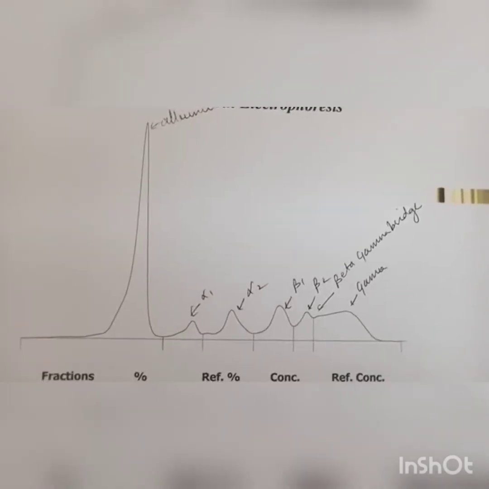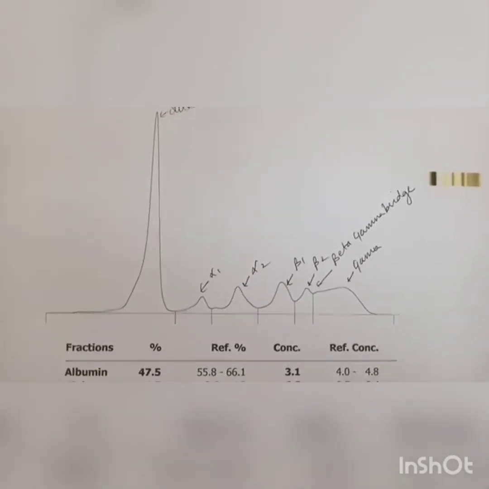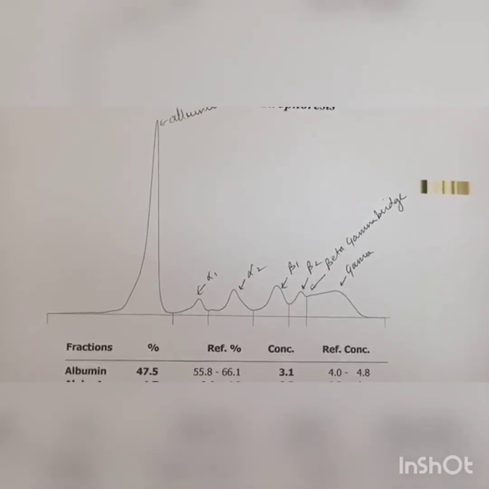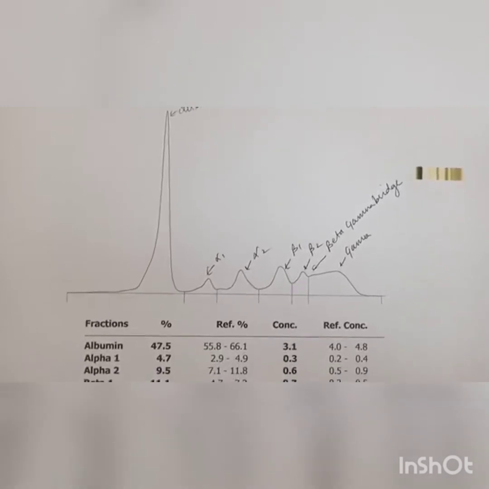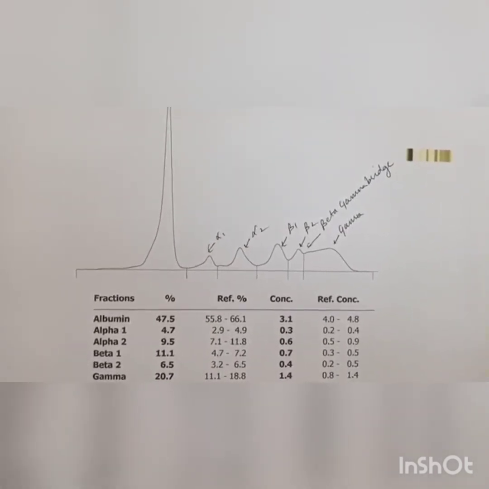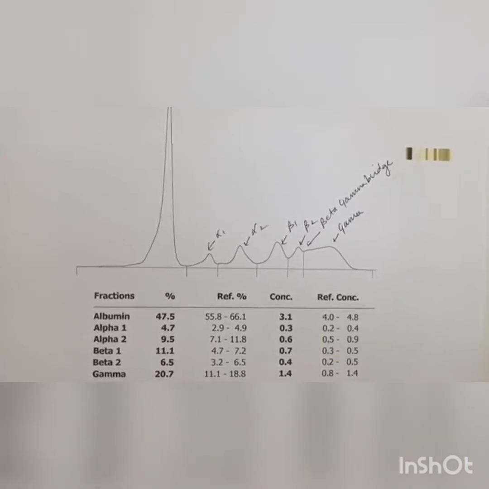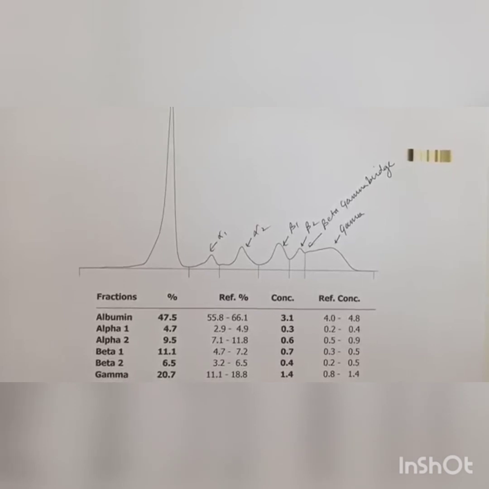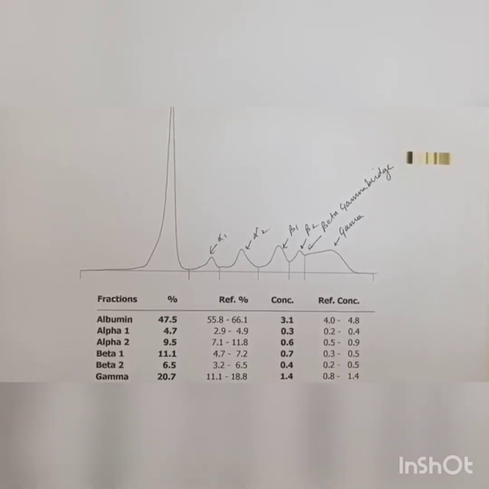The albumin is 47.5%, so it is a bit decreased. This shows maybe the liver is affected because albumin is synthesized in the liver. But the rest, if you see, gamma is slightly increased, that is 20.7. Beta 2 is 6.5. Beta 1 is 11.1. Alpha 2 is 9.5. Alpha 1 is 4.7%.